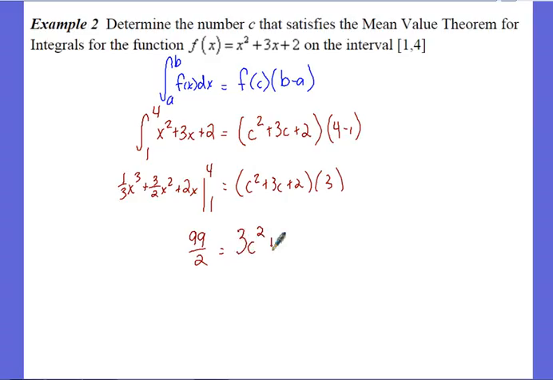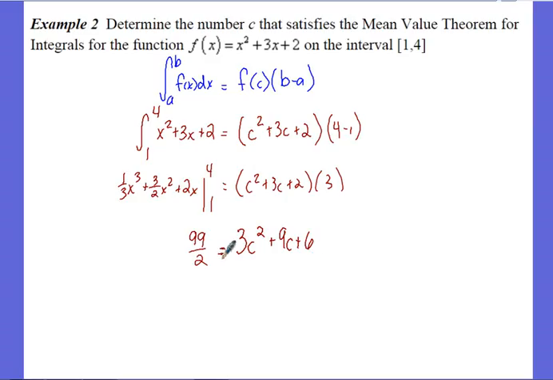Three c squared plus 9c plus 6. Okay? Alright, so look. I've gone from calculus to algebra. Now I'm just in an algebra problem. How do I solve this algebra problem? Before I factor, what does it have to be? It has to be equal to 0. Before you ever factor, it has to be equal to 0.